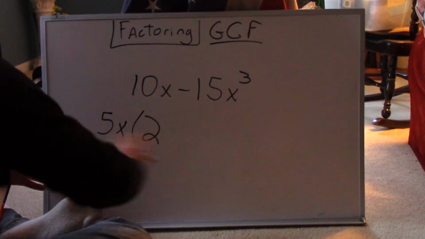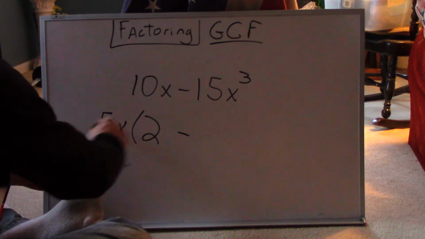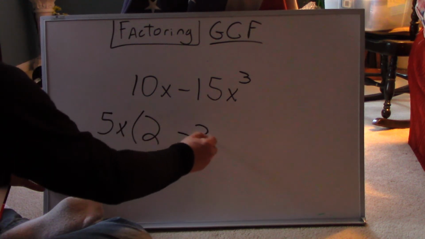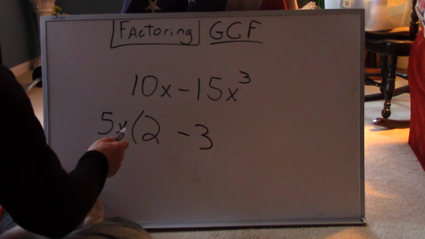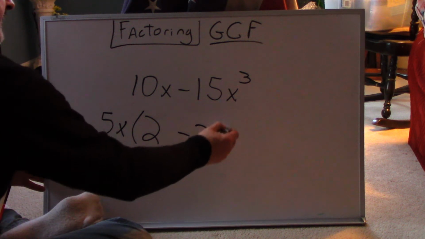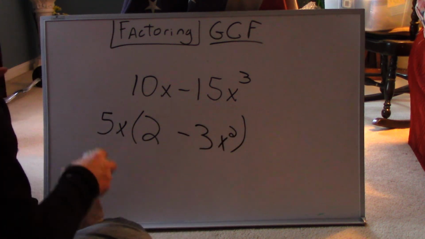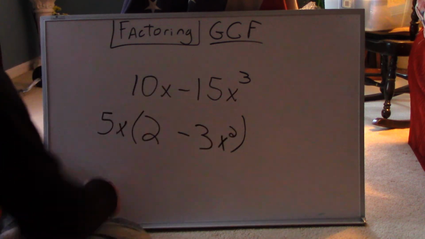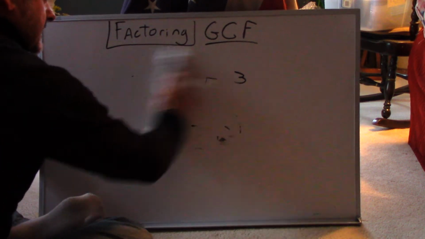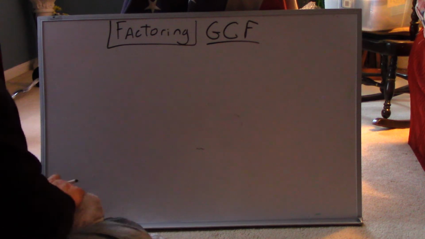x minus x is nothing. 5 into 15 is 3. x to the third minus x to the first is x to the second. Done. Does that make sense? Because it was x to the third minus x to the first, so you subtract. That's a good one.